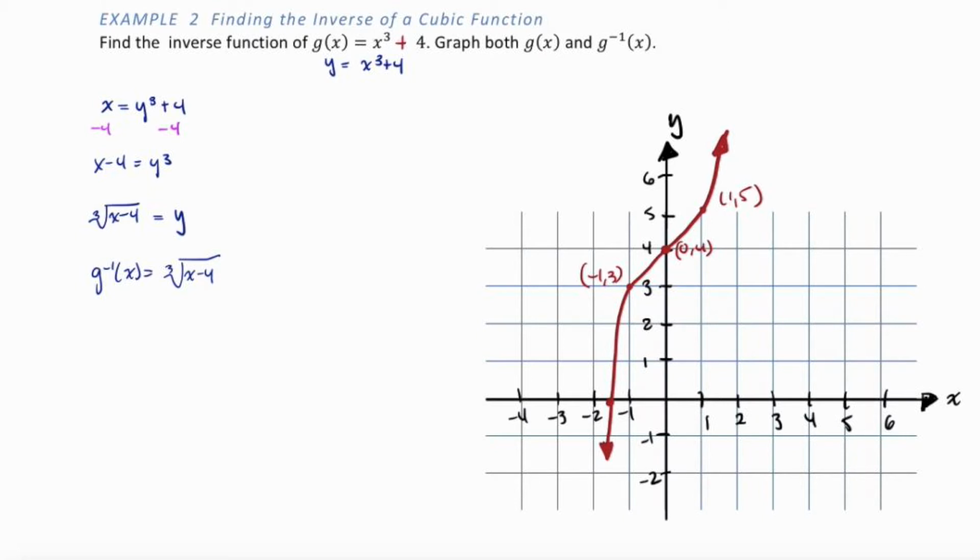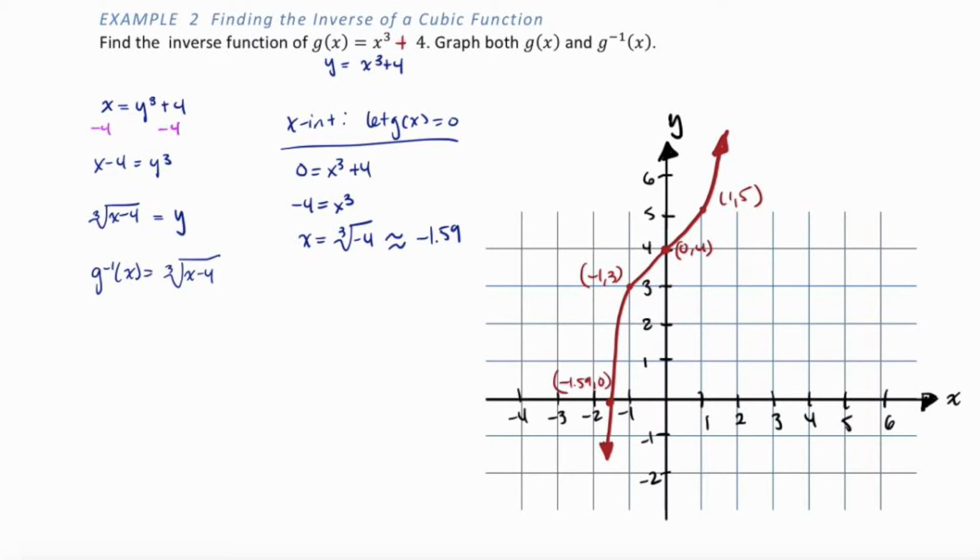And then to find the x-intercept, recall, let g of x equal 0. So we have 0 equals x cubed plus 4. Negative 4 equals x cubed, where x equals the cube root of negative 4. And on your calculator, that's approximately negative 1.59. So this here is negative 1.59 comma 0.